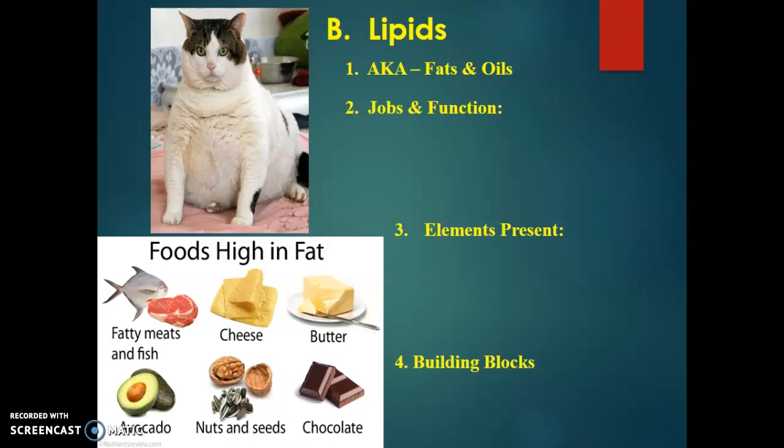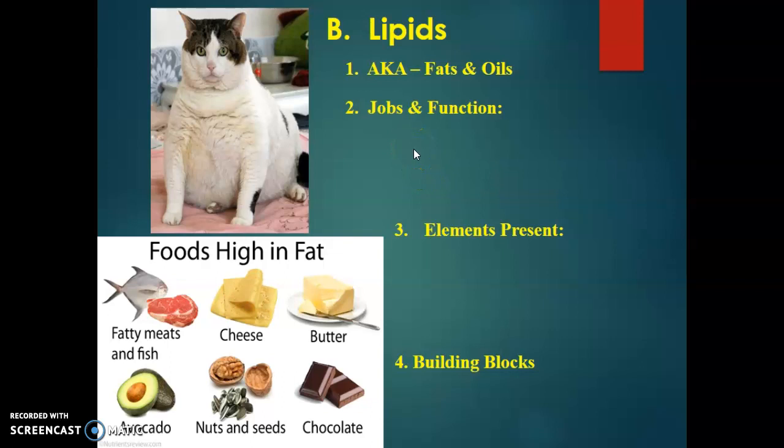You're going to find fats and oils in products such as you see down here. Any type of meat, either mammal or fish, cheese, butter, chocolate. We're going to have a lot of that in a couple days for Halloween. Nuts and seeds, avocados, you name it. So fats are everywhere. Can they be good for you? Yes. Can they be bad for you? Yes. It's all about moderation. This little cat up here does not know anything about moderation.